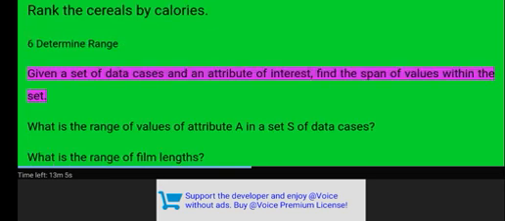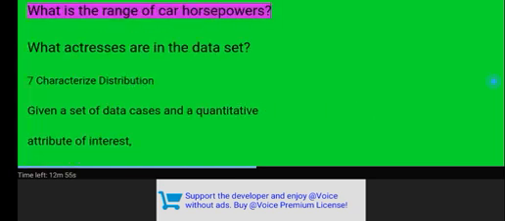6. Determine range. Given a set of data cases and an attribute of interest, find the span of values within the set. What is the range of values of attribute A in a set S of data cases? What is the range of film lengths? What is the range of car horsepowers? What actresses are in the dataset?